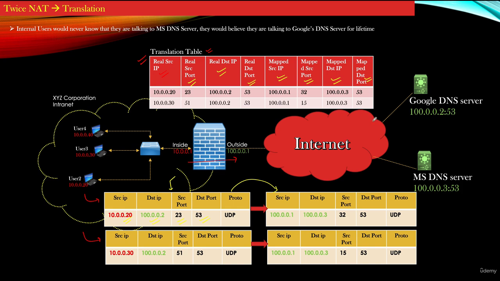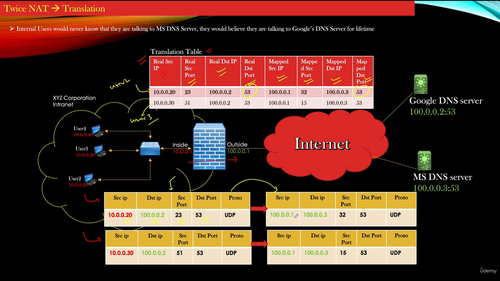Right? So you can see the real destination port number and mapped destination port number are the same. It means that the destination port number has not undergone any change, whereas the rest of the fields in the packet have undergone translation. So the first entry in this translation table is for user 2 and the second entry in this translation table is for user 3. Alright.